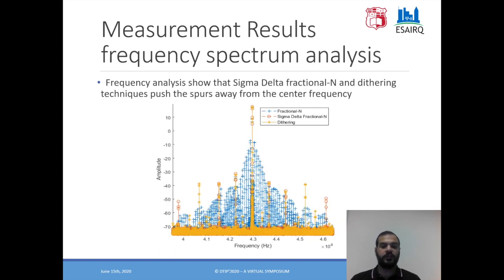We also analyzed the frequency spectrum of the output of the driver. As can be seen in the plot, both the fractional and sigma delta and the dithering techniques push the spurs away from the center frequency. This means that the spurs are outside the bandwidth of the micromirror and therefore do not affect it.